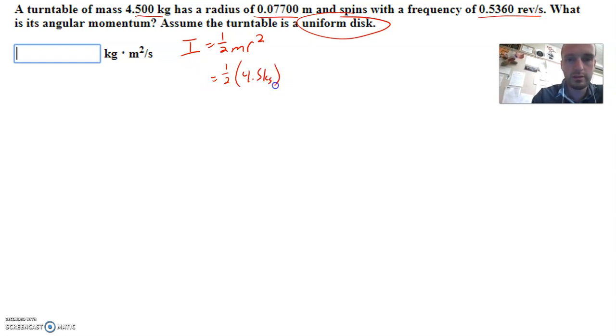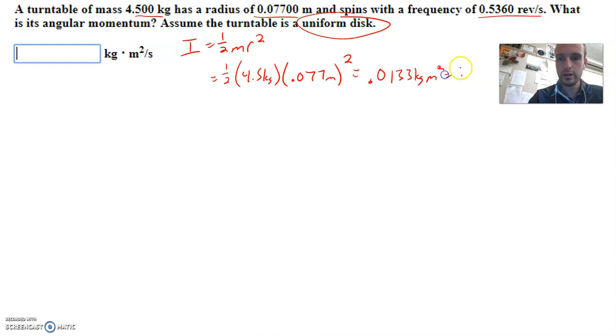This is 4.5 kilograms for mass, 0.077 meters for the radius, but that gets squared. And so we're going to go 0.5 times 4.5 times 0.077 squared. And that's going to get us an I of 0.0133 kilogram meters squared for our I. Now let's see what it's asking us. It says, what is its angular momentum?